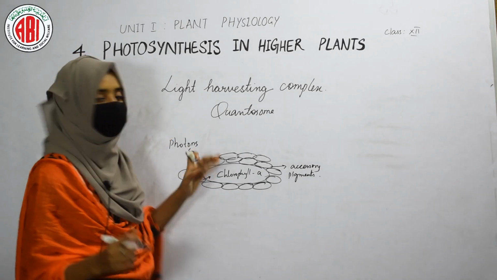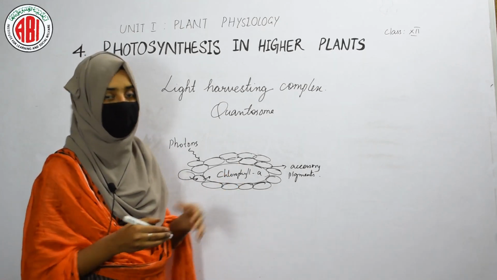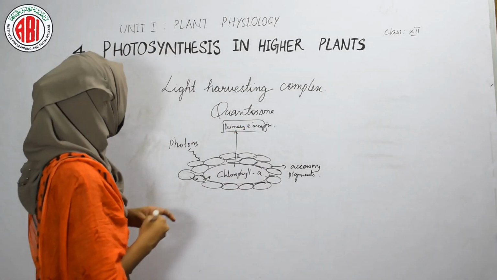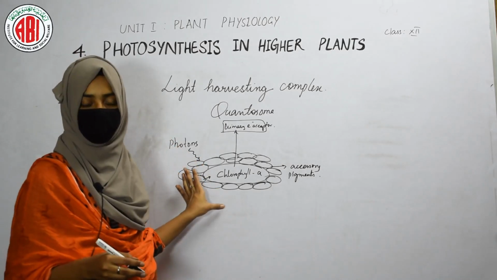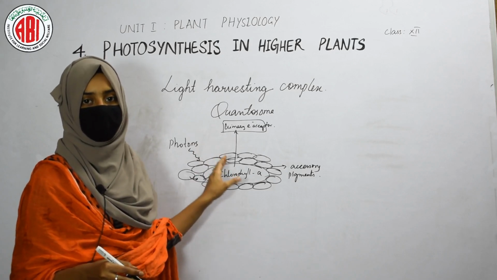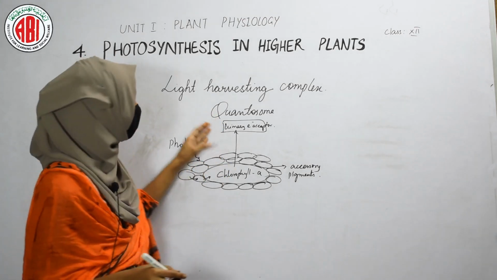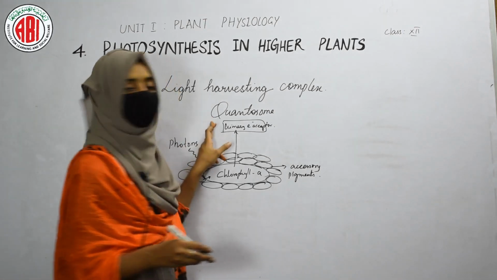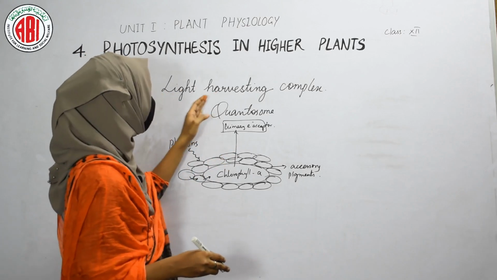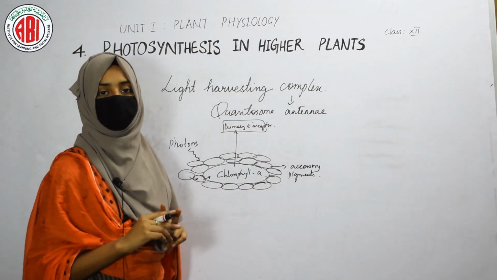When chlorophyll A gets a sufficient amount of energy, it releases an electron, and that electron is accepted by the primary electron acceptor. So, here photons are absorbed by the accessory pigments, then transferred to the chlorophyll A pigment. Then when the chlorophyll A pigment gets sufficient energy, it releases a pair of electrons that is absorbed by the primary electron acceptor. This whole thing can be termed the light harvesting complex, and can also be referred to as the antennae.